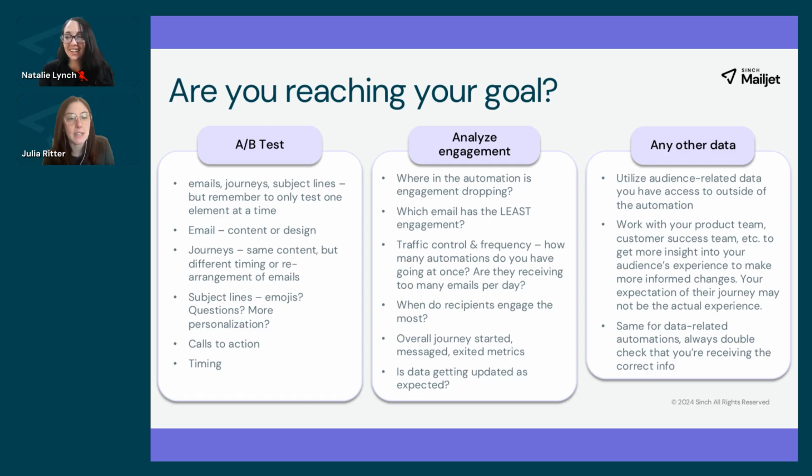You can A/B test emails, the journeys themselves, subject lines, CTA buttons, designs, or content. But just keep in mind to only test one element at a time. So when it comes to journeys, you could do the same content, but different timing. Someone asked, what's the perfect cadence of emails? 3 days, a week, a month? Test that out, see what happens. Or maybe a rearrangement of the emails. Say you have 3 emails, and the last one is doing better than the first, or the first one is doing better than the last. Switch those around, see how that's working for the overall journey of your contact.